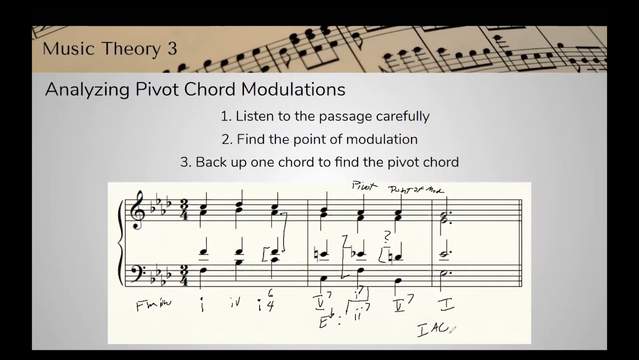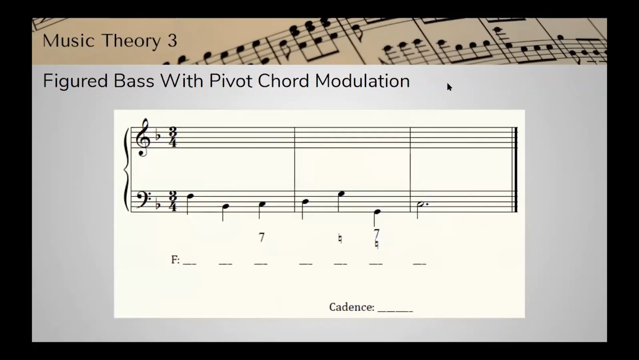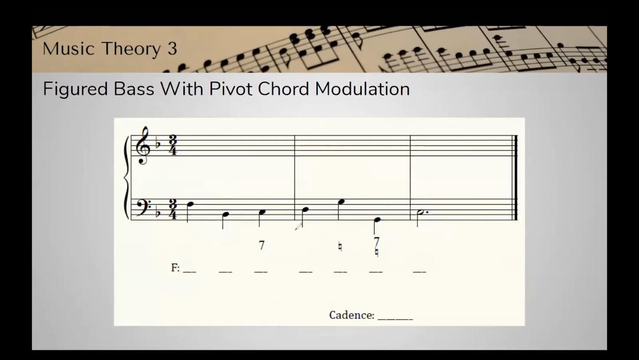Now let's do a figured bass example. Here's our figured bass example. Now you can see we start in the key of F. We're not given much information about what happens at the end there, but you can see that we do have some accidentals introduced about 2/3 of the way through this.